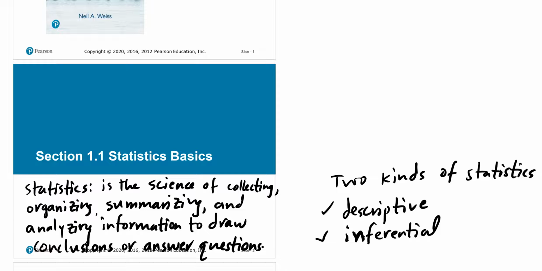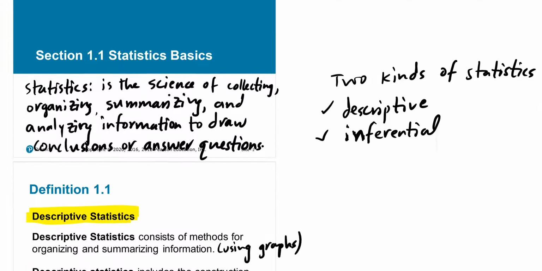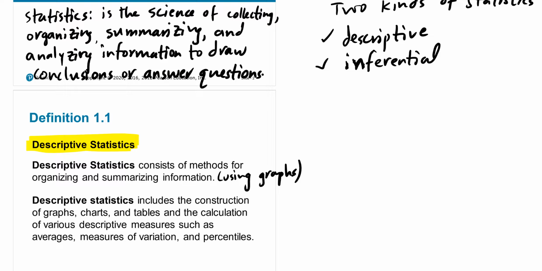And we will see what the second half is. So descriptive statistics covers the first half of the definition of statistics itself. We can say here descriptive statistics is defined as or consists of methods for organizing and summarizing information, as I said, using graphs. And that's what is stated in the next step, where they talk about how this includes constructing graphs, charts, tables, and the calculation of various descriptive measures such as averages or mean, variations, percentiles, as I said, range, standard deviation, mean, median, mode. All that falls under descriptive statistics.